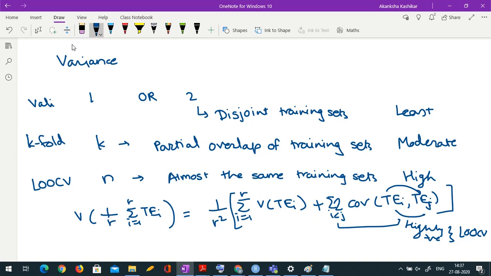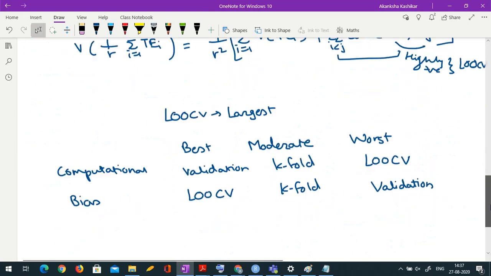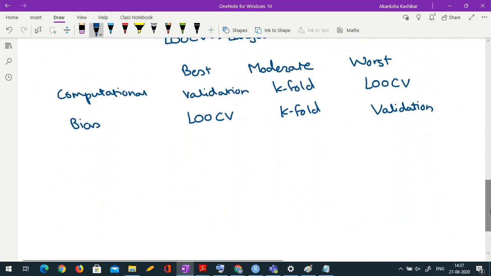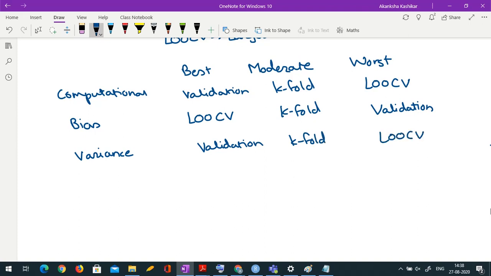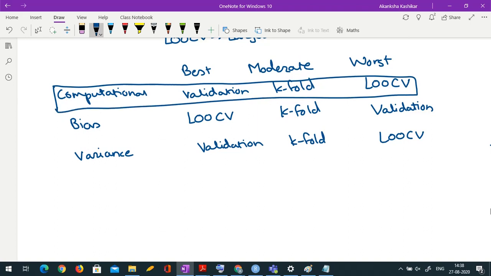Okay, so let us now come back to where we were. We were comparing these three methods on the basis of various criteria: computational effort, bias, and now variance. In terms of variance, what is best? Best is the validation set, moderate is the k-fold approach, and LOOCV is the worst. Now, ideally, I want to focus on goodness of results, so I shouldn't worry much about this factor unless I have a serious computational problem.